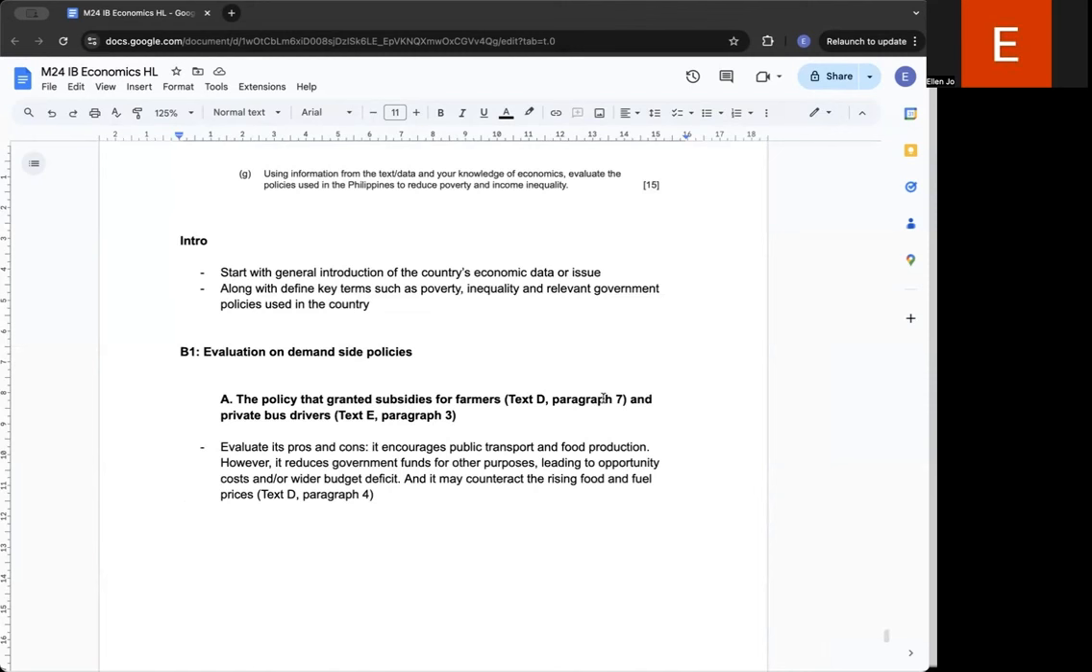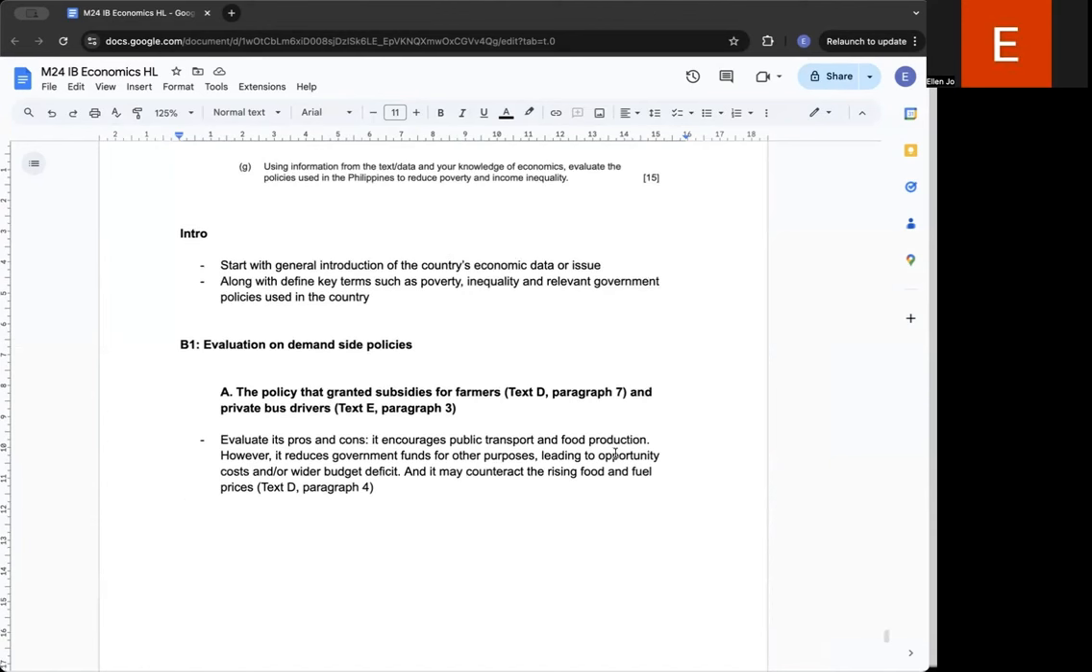So for the body, one way to compose and categorize the multiple policies would be according to the characteristics of them. So I first made evaluation on demand-side policies. The first policy that the Philippines government enacted and I would like to evaluate is the policy that granted subsidies for farmers and also to the private bus drivers. This is one of the demand-side policies. As you can check the following ideas, you evaluate its pros and cons.